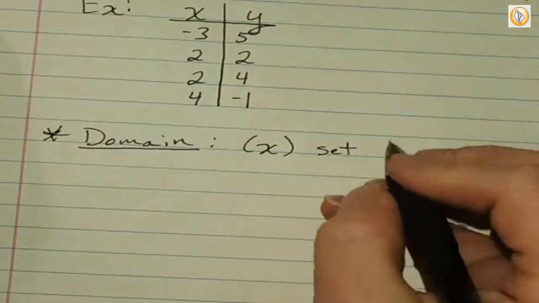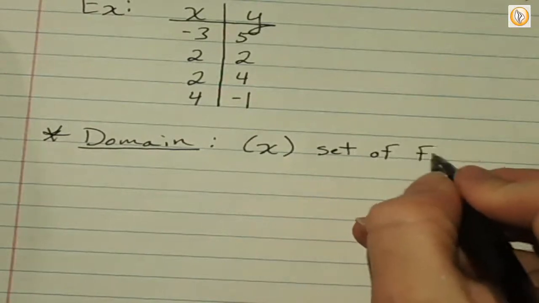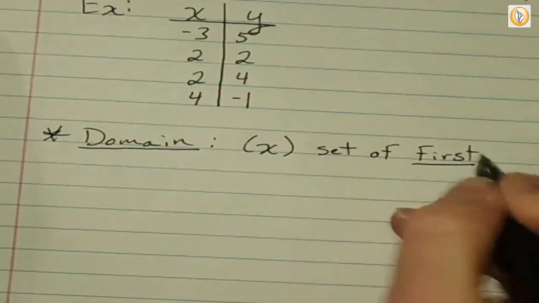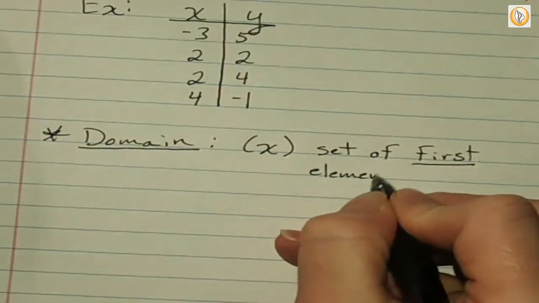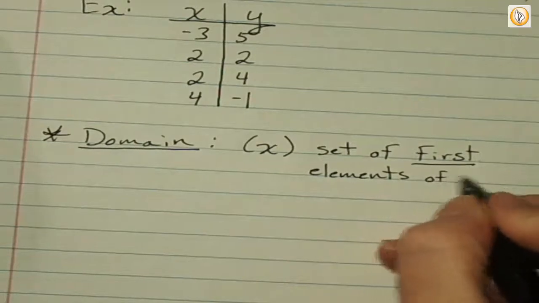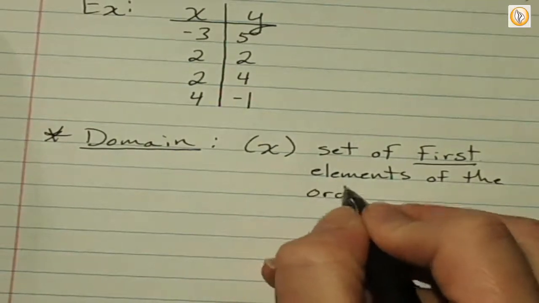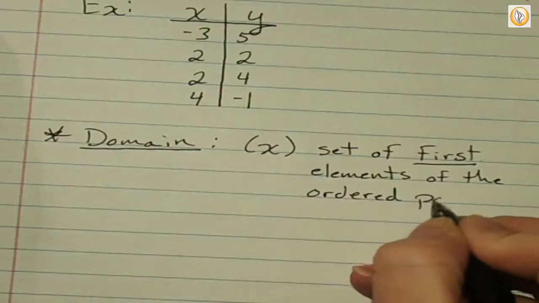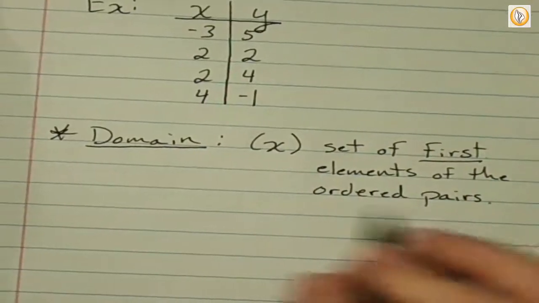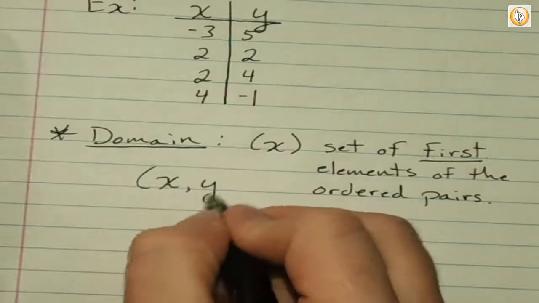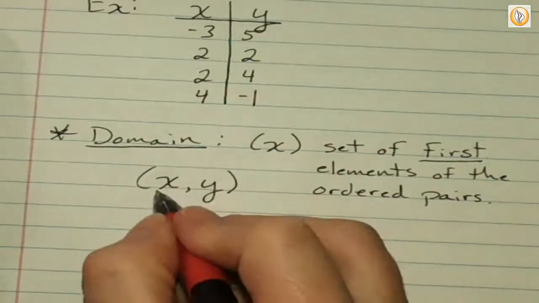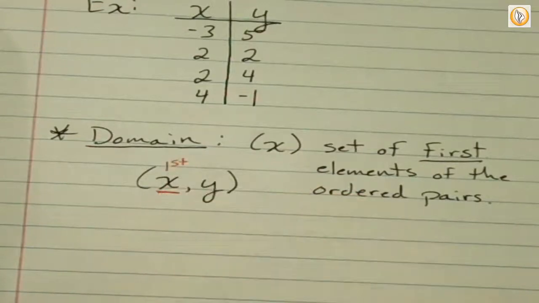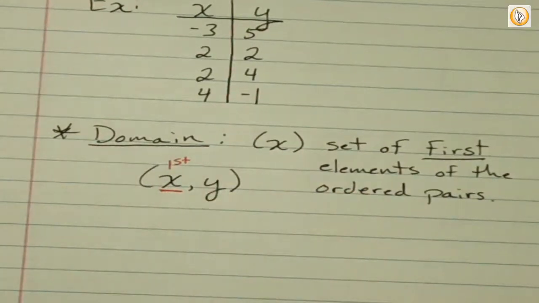It is a set of first elements of the ordered pairs. That's what it's saying. It's X. It's the set of first elements of ordered pairs. Y'all, it's the X. Domain is the X.